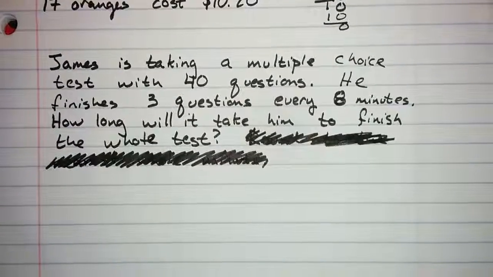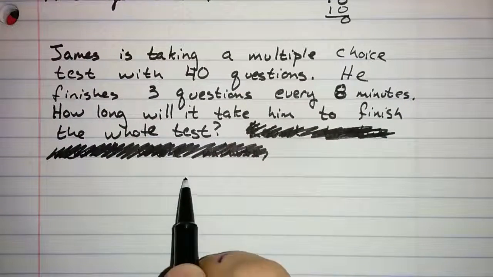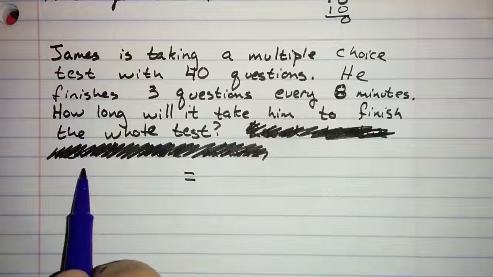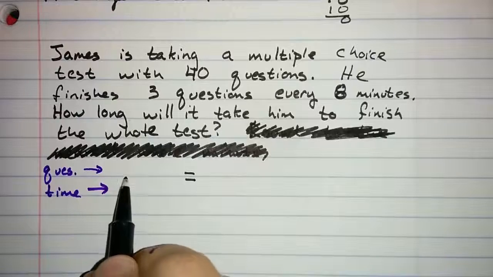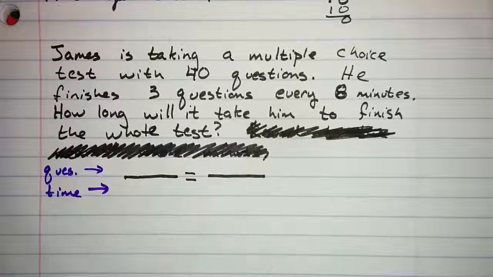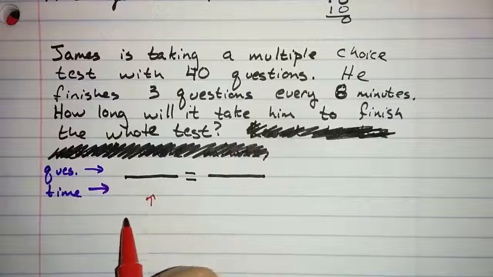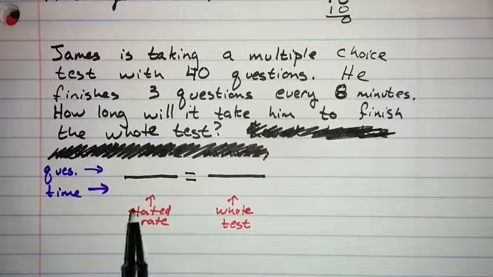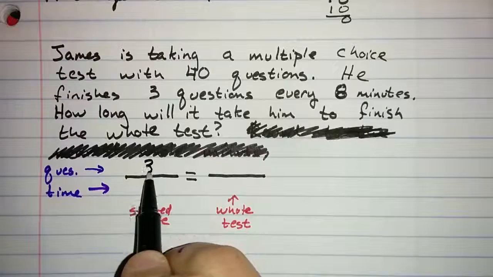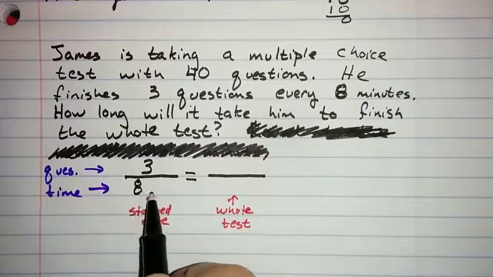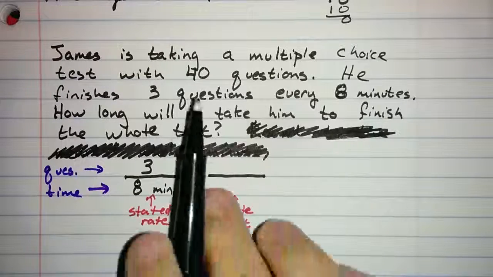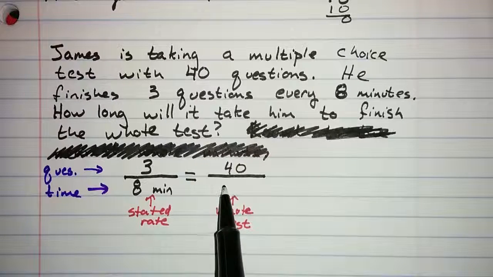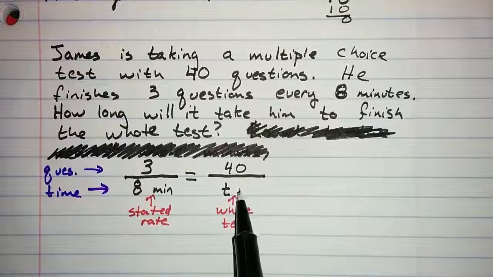Alright, so I'm going to set up my proportion. I'm going to use questions per minute. So my ratios will be questions per time. For my first ratio, I'm going to use the stated rate, and for my second, I'm going to use the whole test. In the stated rate, we have 3 questions for every 8 minutes. For the whole test, there are 40 questions and an unknown number of minutes. I'm going to call it T for time.